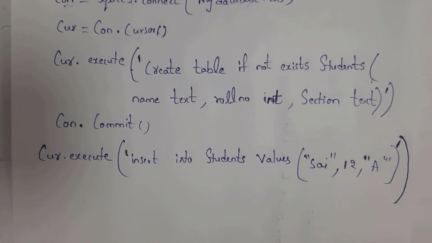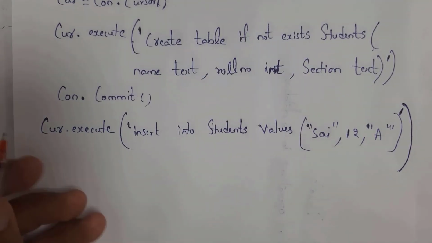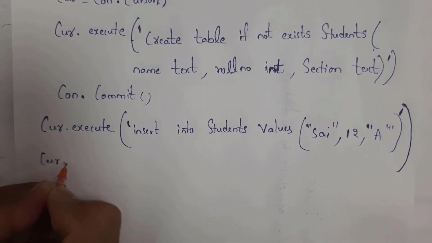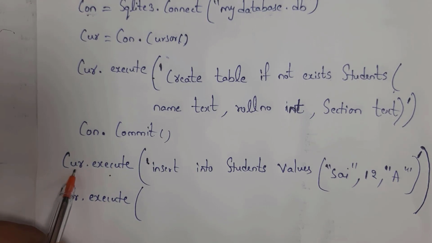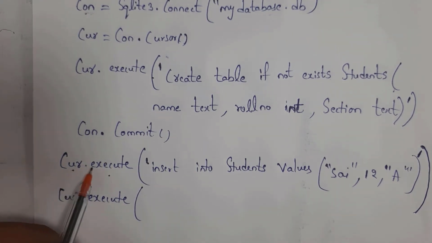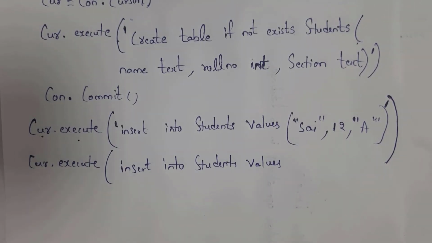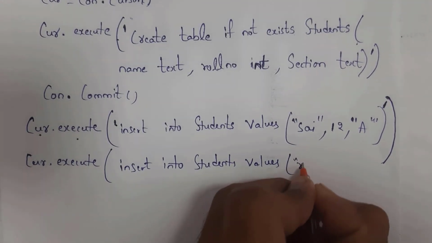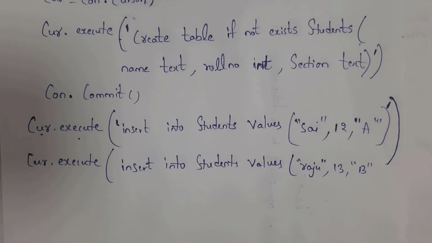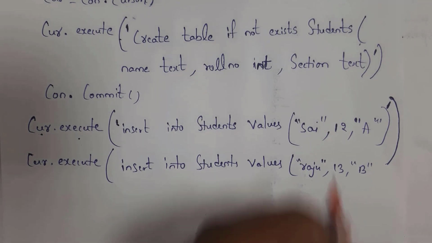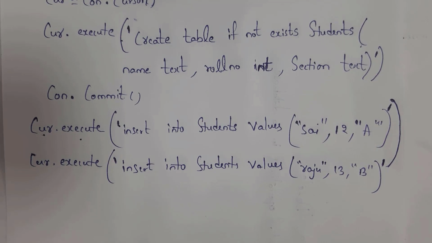Next similarly I want to insert another value like name Raju, roll number 13, section B. So write the same line of code, that is cursor dot execute. Guys, just remember that before the execute method you need to include cursor, not connection. So just write here cur dot execute and I want to insert data into the students table. So just write insert into students values. I want to insert values like Raju. You need to represent text in quotations. Roll number 13, comma, section B. Take section B in quotations and close bracket, close quotation, and close the execute method.